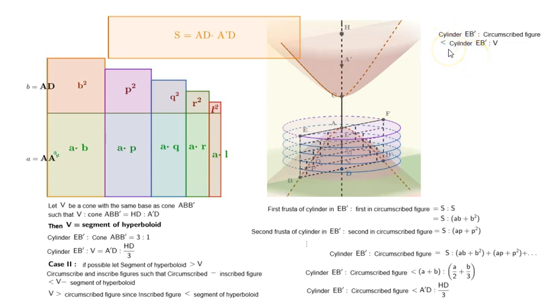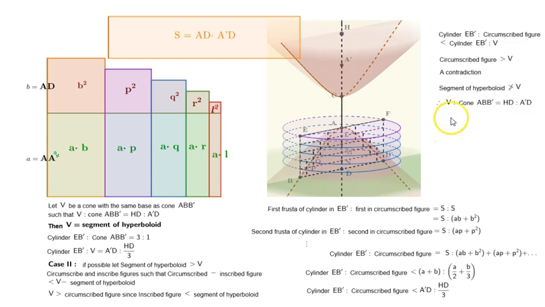So to maintain the inequality, what should happen? Circumscribed figure has to be greater than V. We started off by saying what? V is greater than circumscribed figure. But here we are saying circumscribed figure is greater than V. So which means there is a contradiction. That means segment of hyperboloid is not greater than V. So it is neither less than V nor greater than V. That means it has to be equal to V.